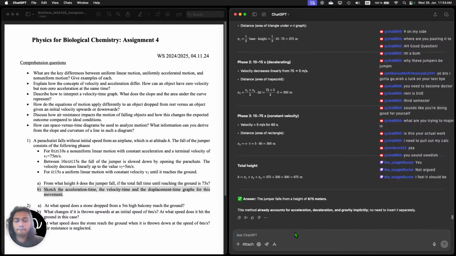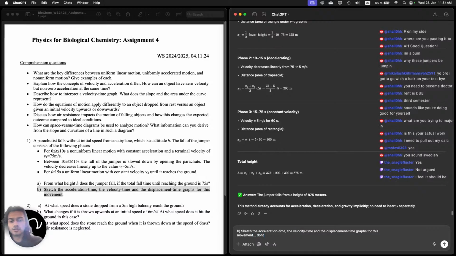So, don't do some dumb stuff like making the graph in the chat itself. Just give me the Python program for the acceleration-time graph.